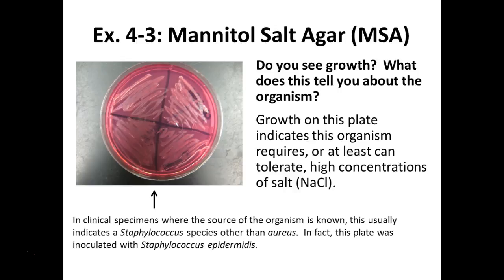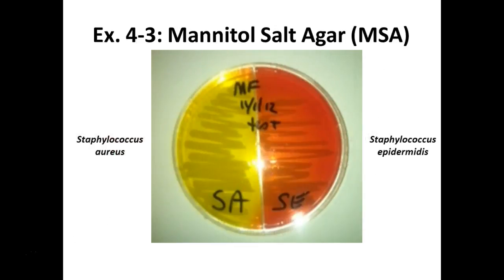So Staph epi, because again, no color change. So it just grew, it's salt tolerant, but doesn't change color. What would you see if the plate were Staph aureus? The plate would turn yellow from the fermentation of the mannitol, producing the acid, lowering the pH, causing it to turn yellow. So here's a side-by-side comparison of Staph epi and Staph aureus on this media. You can see growth on both sides, but only the Staph aureus turned it yellow.